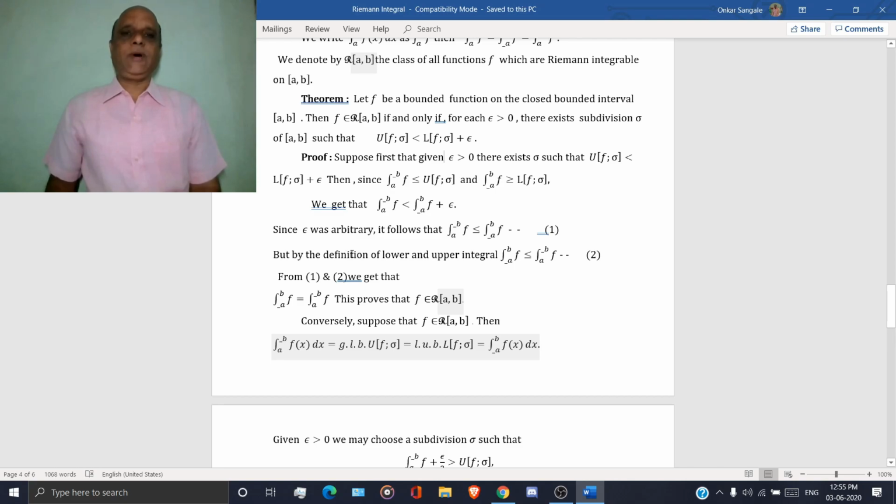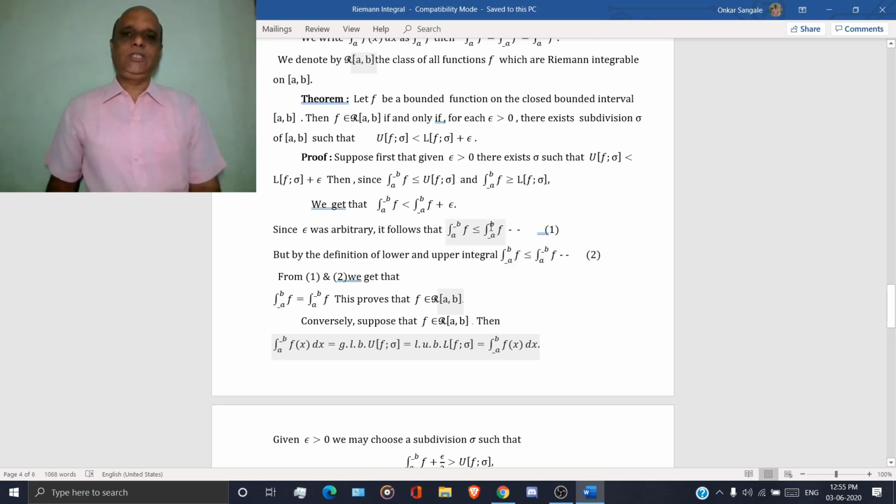But by the definition of lower and upper integral, the lower integral is always less than or equal to the upper integral, and therefore the lower integral from a to b of f is less than or equal to the upper integral from a to b of f. Call this statement number 2.